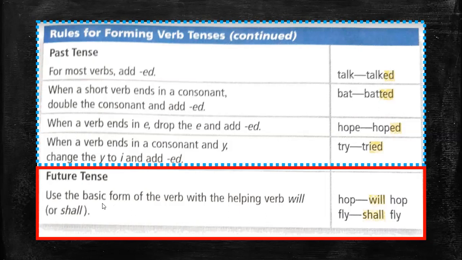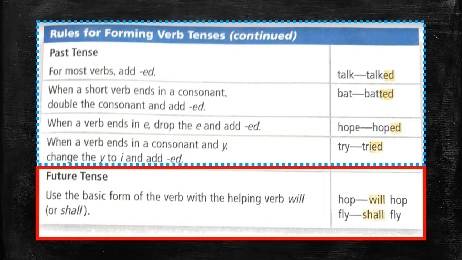The future tense, if you notice, it really doesn't have any rules. It just tells you that you use the basic form of the verb with the helping verb will or shall. So to form the future tense, you're always going to use a verb phrase, and you're always going to use the helping verb will or shall. Shall is mostly used with I or we, and it's really rarely used. So we're going to focus on will, okay?